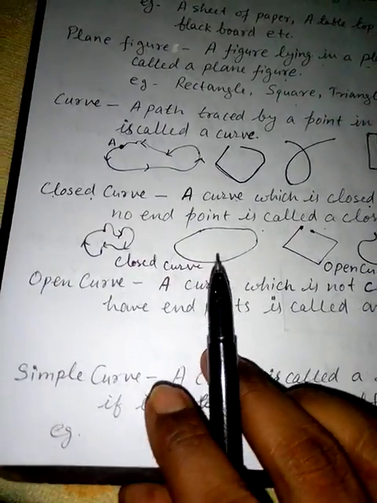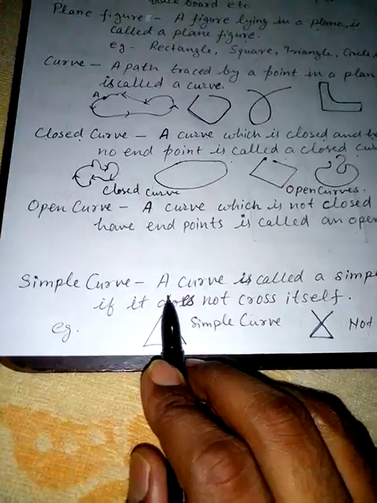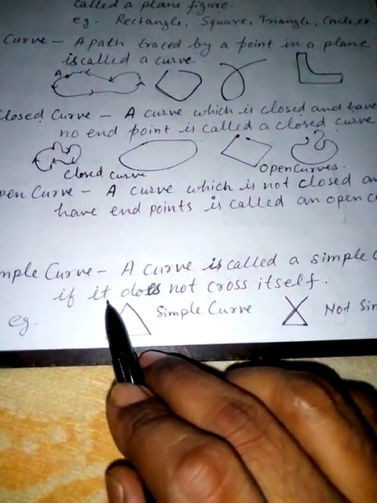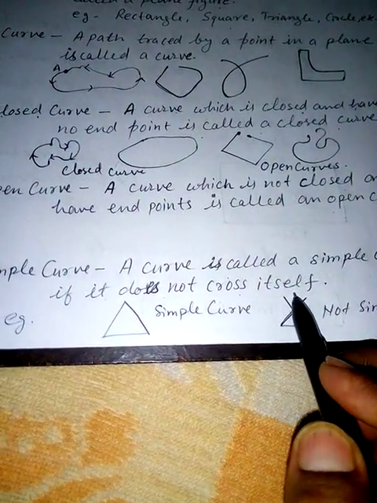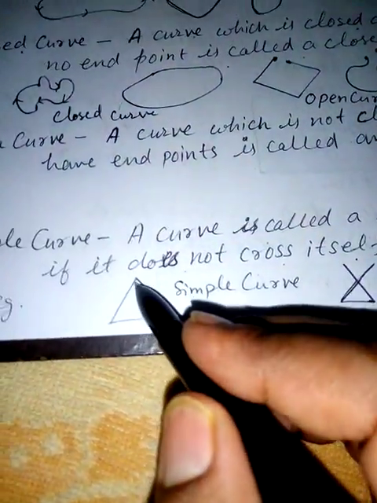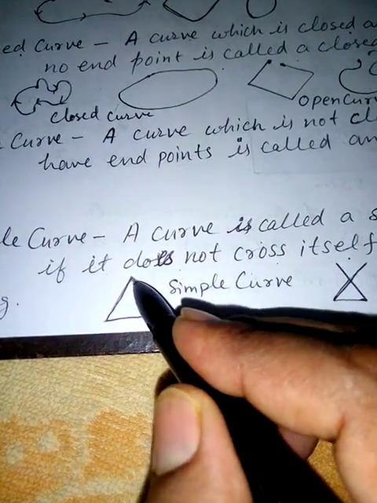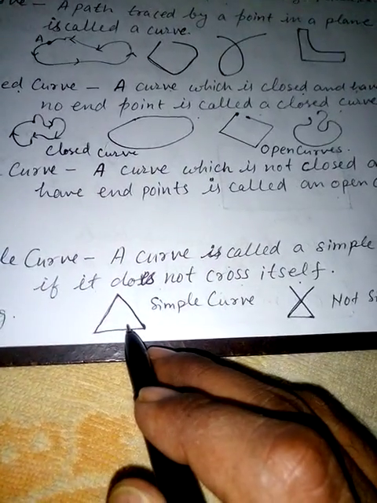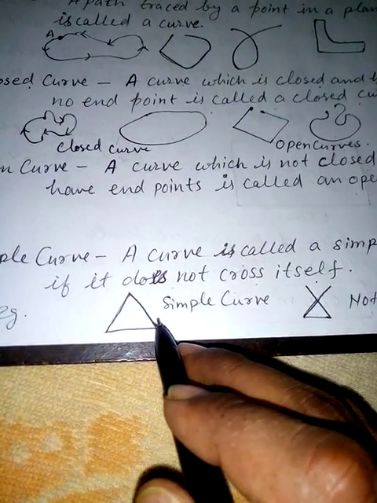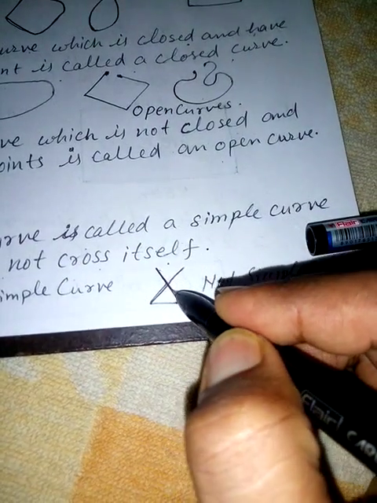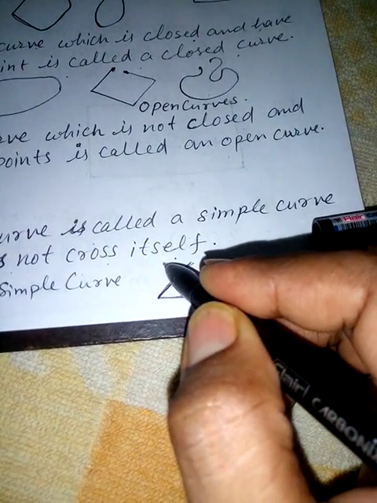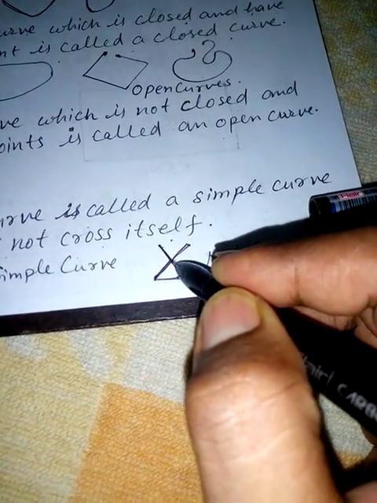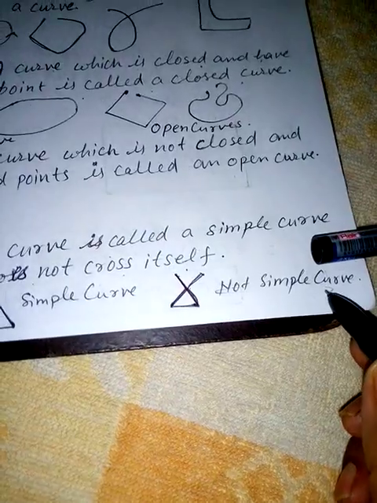Okay. Now we have to talk about simple curve. A curve is called a simple curve if it does not cross itself. So here you can see a triangle which is a simple curve because this curve does not cross itself. But here you can see a curve in which the path traced by this point crosses itself here. So it is not a simple curve.